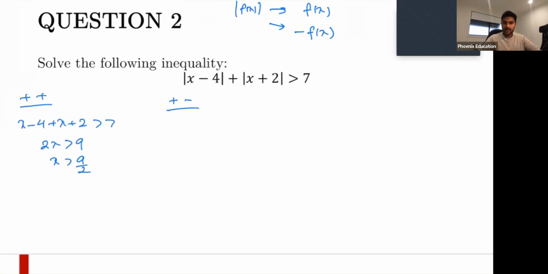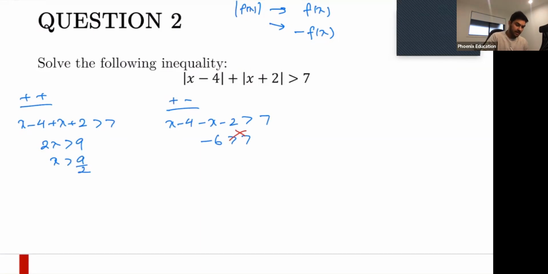Next one we'll look at is positive negative. So where this is positive and this is negative. So for the first one, we have x minus 4. If this one is negative, we pretty much just multiply it by minus 1. And this is greater than 7. And if we try to simplify this down, we get negative 6 is greater than 7. So first of all, this isn't right, but also it doesn't make any sense. So this pair doesn't work.